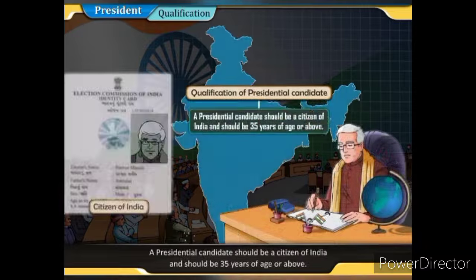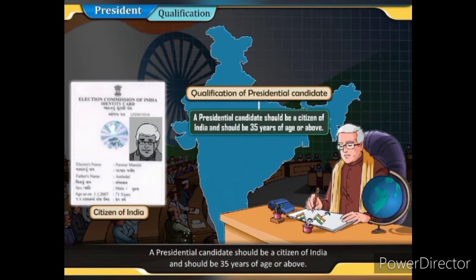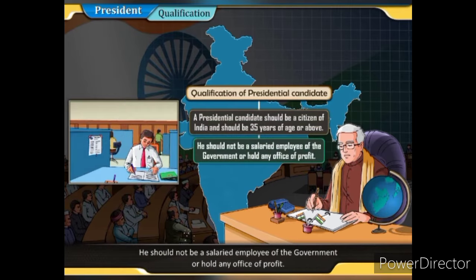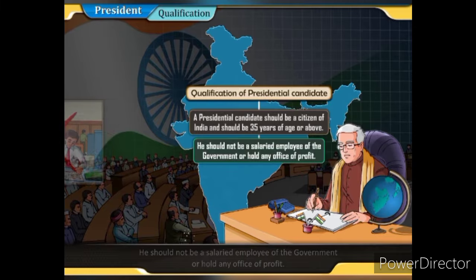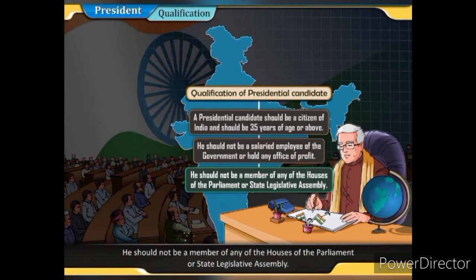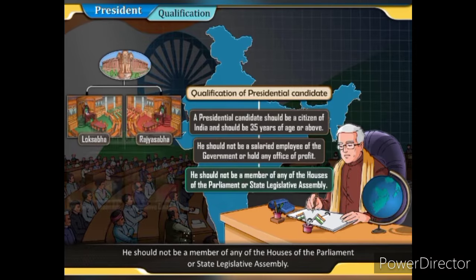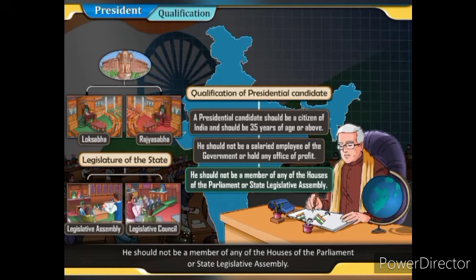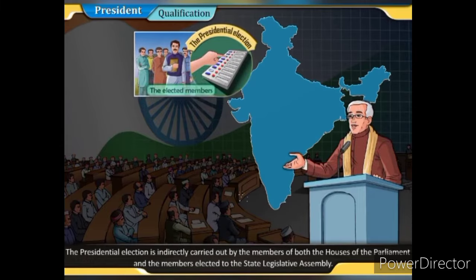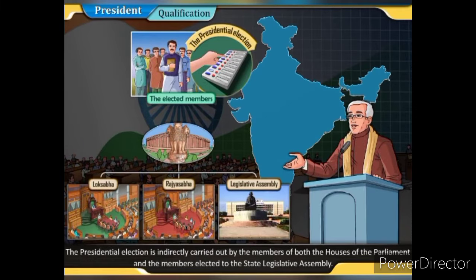Qualification. A president candidate should be a citizen of India and should be 35 years of age or above. He should not be a salaried employee of the government or hold any office of profit. He should not be a member of any of the houses of the Parliament or State Legislative Assembly. The presidential election is indirectly carried out by the members of both the houses of the Parliament and the members elected to the State Legislative Assembly.